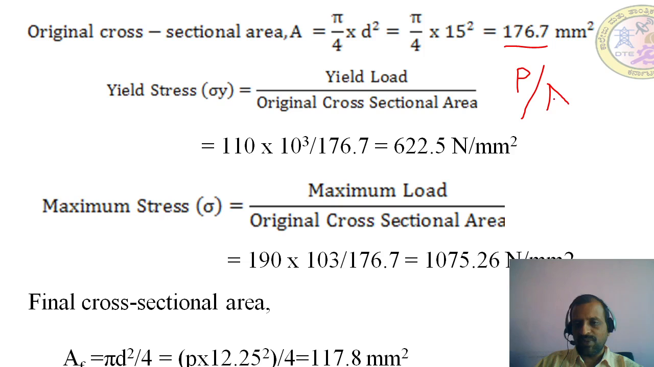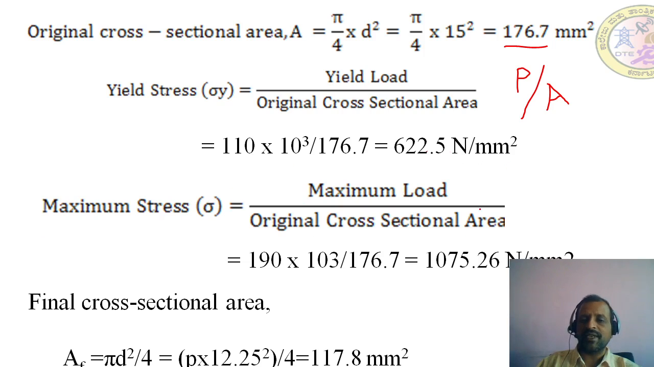Sigma is P by A, where P means load and A means original cross sectional area. When finding yield stress, you take the yield load only. Yield load is 110 kilonewton, so 110 into 10 to the power of 3 newton, divided by the original cross sectional area 176.7. You will get 622.5 newton per mm square.